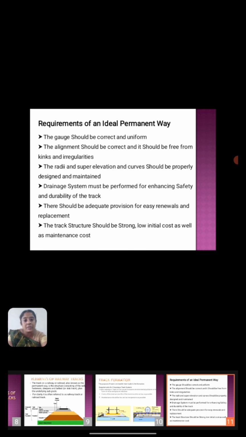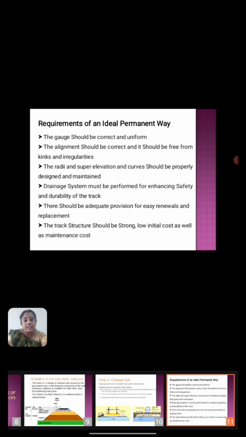Then the alignment should be correct. Alignment means the alignment should be straight. As far as horizontal and vertical alignment, in our railway we consider the important factor of forming a super elevation. Super elevation is related to the rise and fall of the gradient along the track, which we determine by considering the survey. By choosing the survey, we go for the alignment work, and that alignment work should be free from any irregularities.